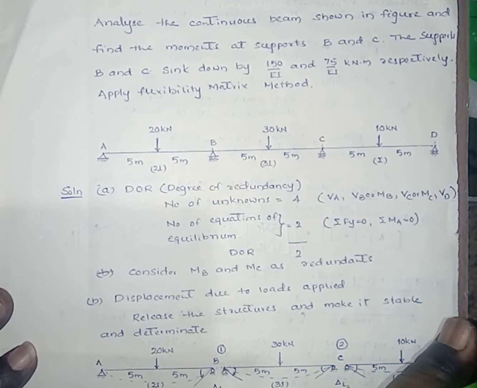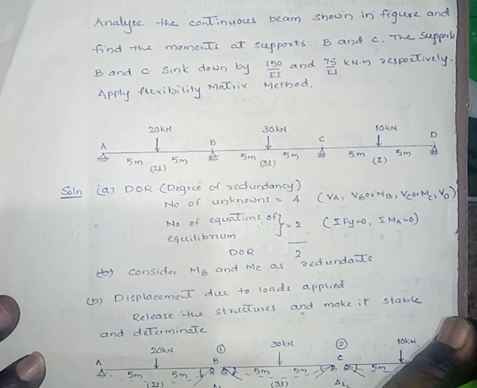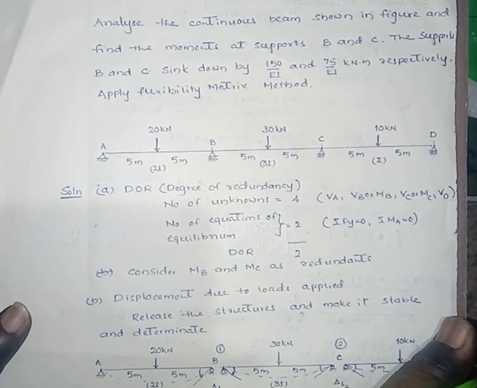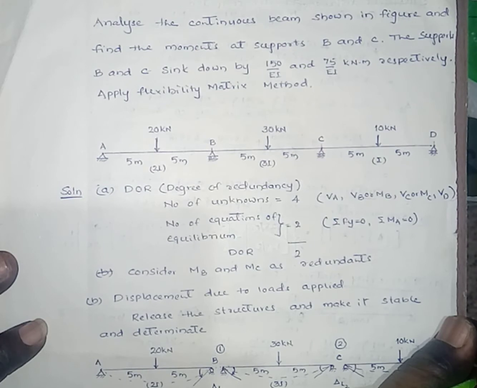the degree of redundancy. Here the support at end A is a hinge and D is on a roller, and the intermediate supports B and C are on rollers. Regarding the number of unknowns, no horizontal forces are acting, hence no need to consider horizontal force. At end support A, VA is the only reaction component, acting vertically upward.